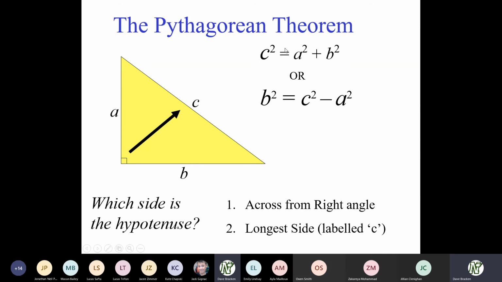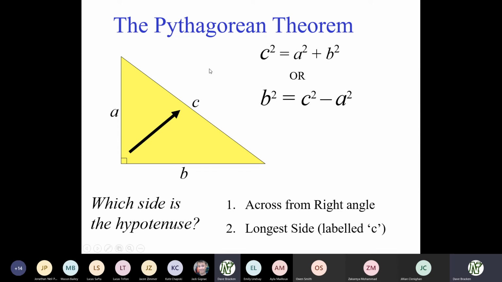Real quickly, c squared equals a squared plus b squared, or b squared equals c squared minus a squared. I'm going to refer to these two formulas as the one with the plus sign and the one with the minus. The hypotenuse, notice the spelling, is across from the right angle. It's always your longest side.